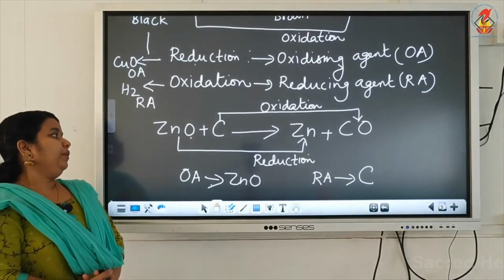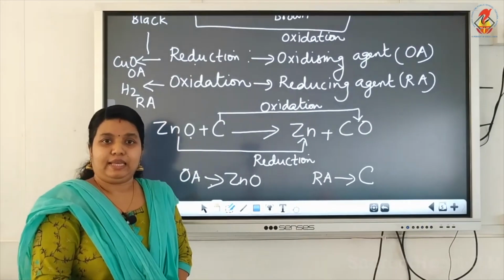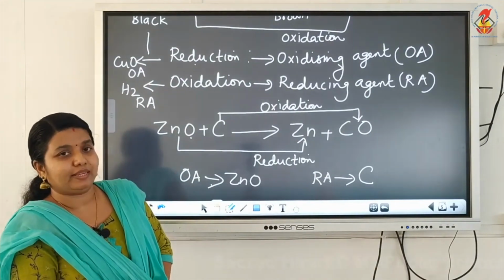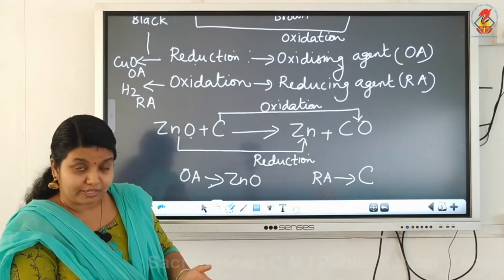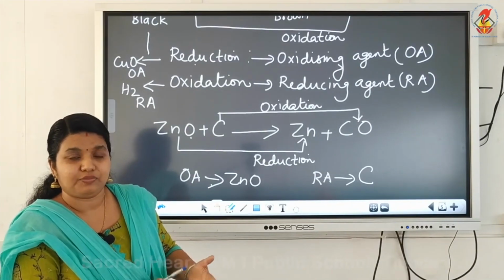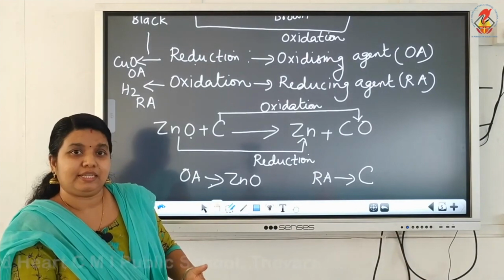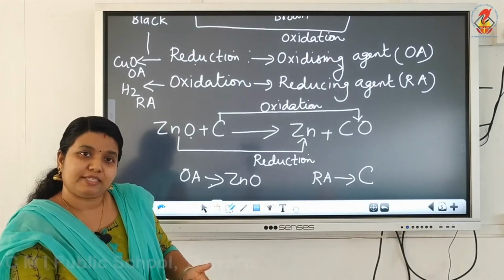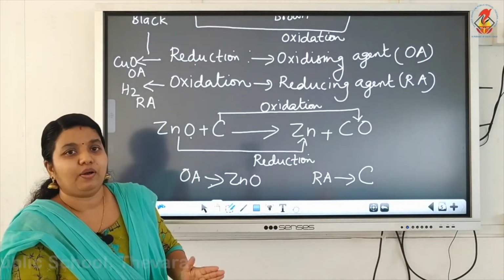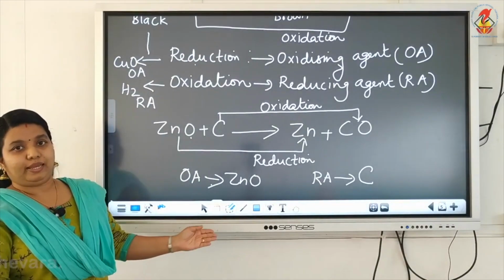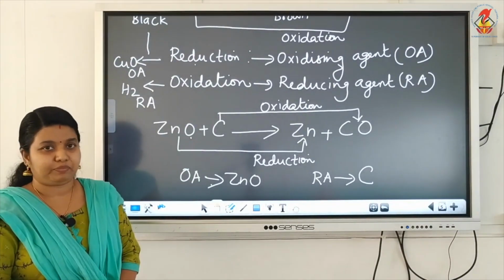So this is how you identify the oxidizing and reducing agent in a redox reaction. This is an important type of reaction. Two reactions will be there, oxidation and reduction. First find out oxidation and reduction. The substance undergoing oxidation is the reducing agent. The substance that undergoes reduction is the oxidizing agent. Okay. So with that, this part of the chapter is over.